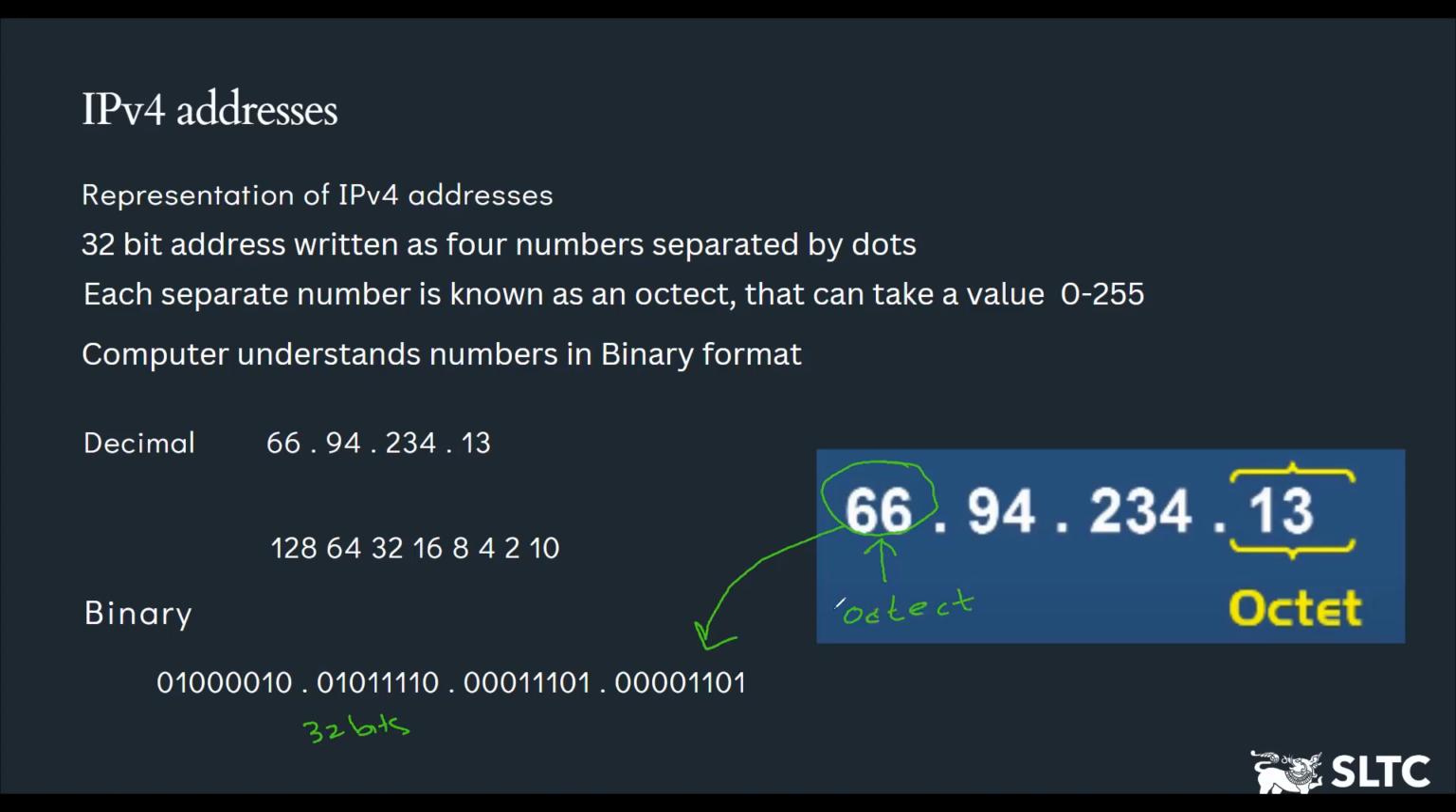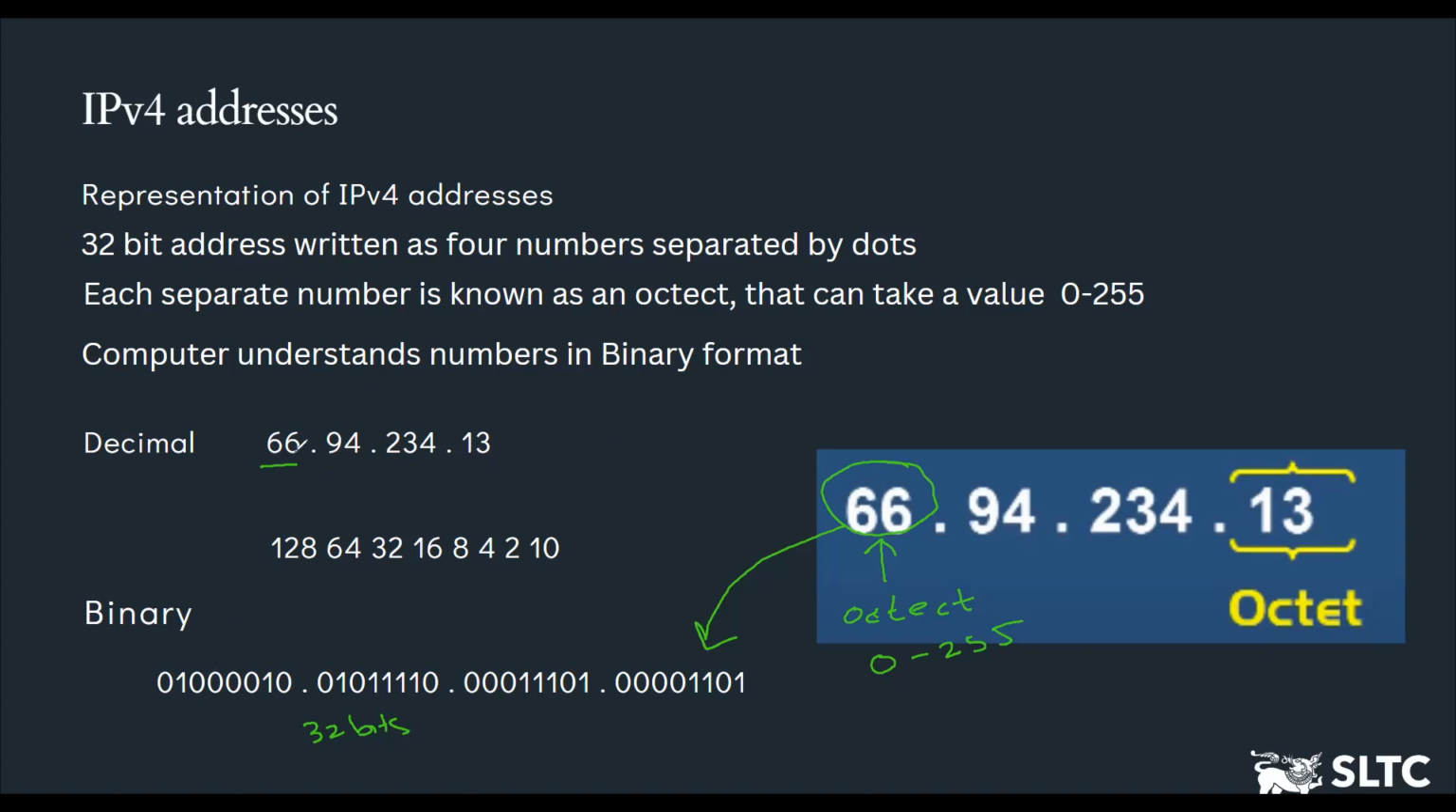And each number of this octet can have a value between 0 and 255, right? In the decimal format, it is like that, so it can be between 0 and 255. However, the computer only understands binary format. When we give an IP address to the computer, it will convert each of these numbers into the binary format, right?